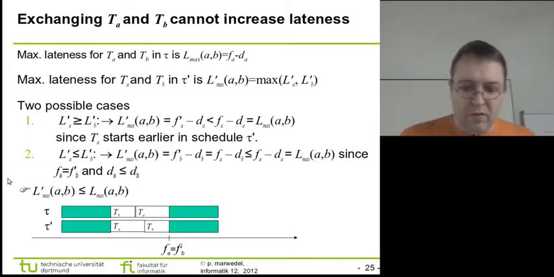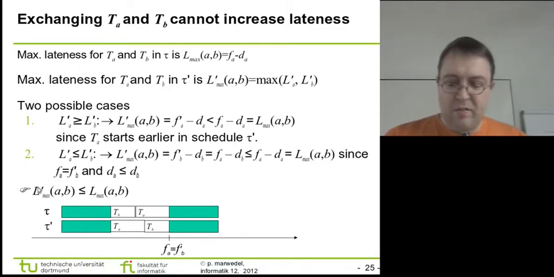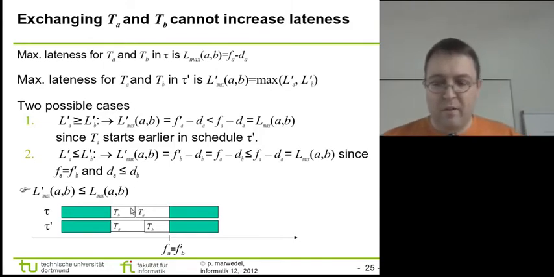And from this follows that the new maximum lateness in the new schedule for A and B is less or equal than the maximum lateness in the original schedule for A and B. And so we have proven that exchanging both tasks TA and TB in this schedule here will not increase the lateness here.